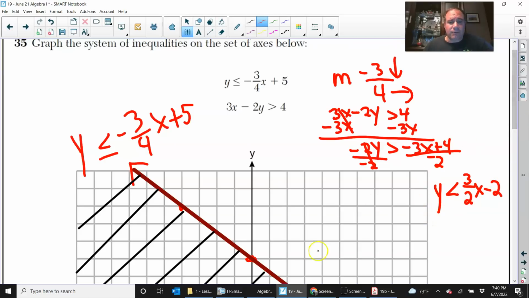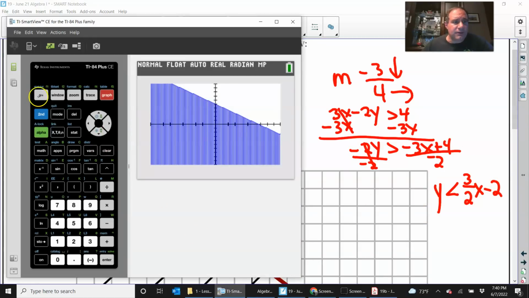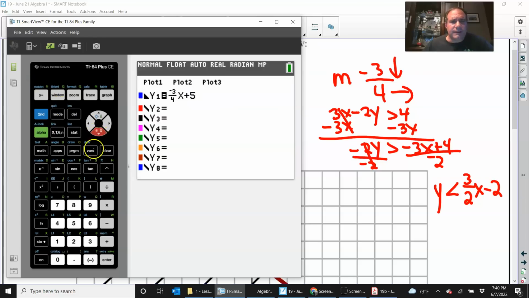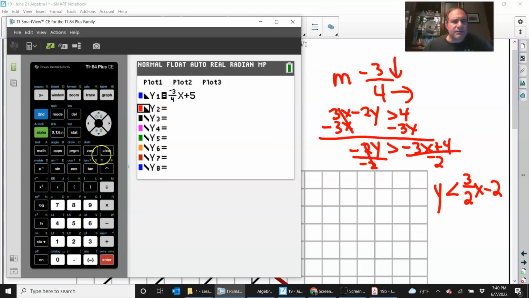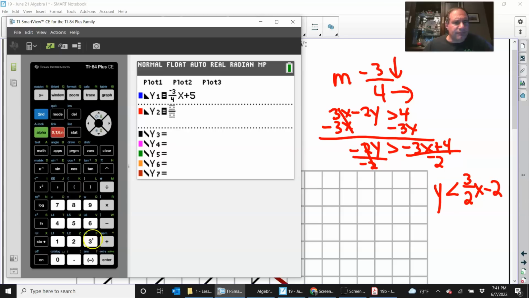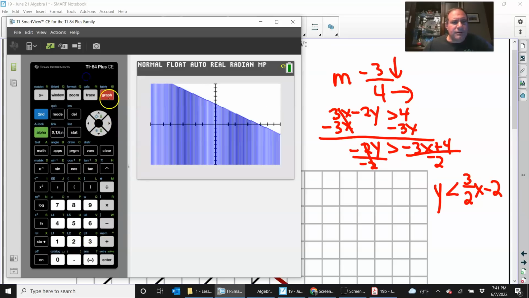So now I could go ahead and put that into the calculator. I'm going to press y equals, and I'm going to go to the left right away and change that to a less than. And that is the less than. I'm going to go down to OK, press enter, and then I'm going to go over to the right. And I'm going to press alpha x, and I'm going to put 3 over 2 x minus 2. And I'm going to press graph, and you're going to see a double shaded area there.